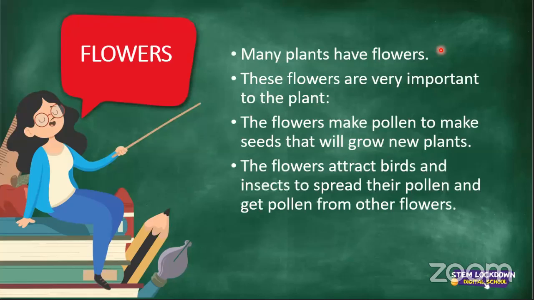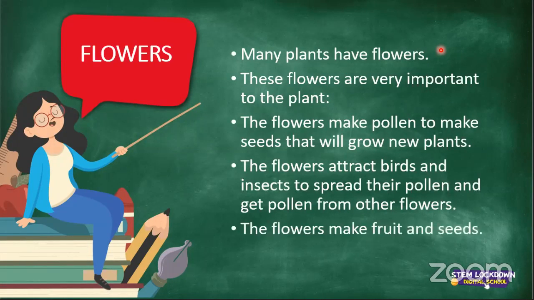Now the flowers attract birds, insects and bees to spread their pollen and then get pollen from other flowers. And then the flower itself will make fruit and seeds.